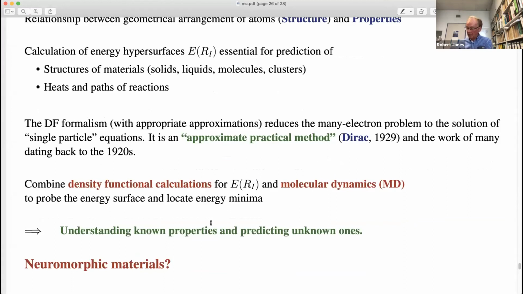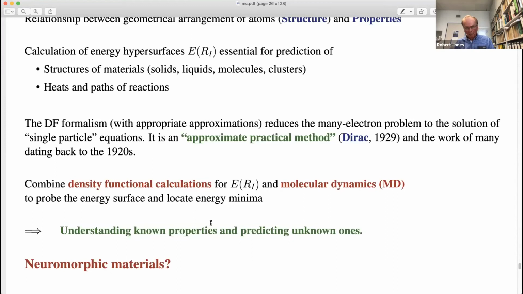Now, I wanted to say at the end, if I'm interested in a different family of materials, neuromorphic materials, what suggestions can be made? Well, if you accept that the relationship between structure and properties requires you to determine energy surfaces, then you will not be able to avoid density functional calculations in the condensed matter world. It's the best bet. And the mixing with molecular dynamics means that you can get unexpected structures, which are always very exciting.